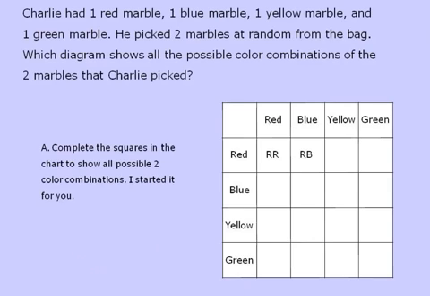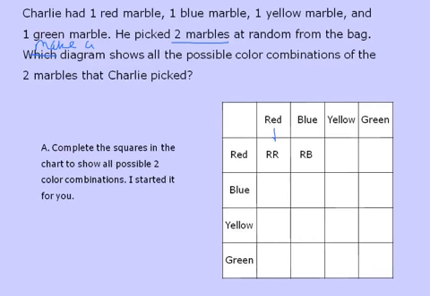So here we have a different problem. This is on the back of your page. Charlie had one red marble, one blue marble, one yellow marble, and one green marble. He picked 2 marbles at random from the bag. It should be: make a diagram that shows all the possible color combinations of the 2 marbles that Charlie picked. So we already started it out for you.